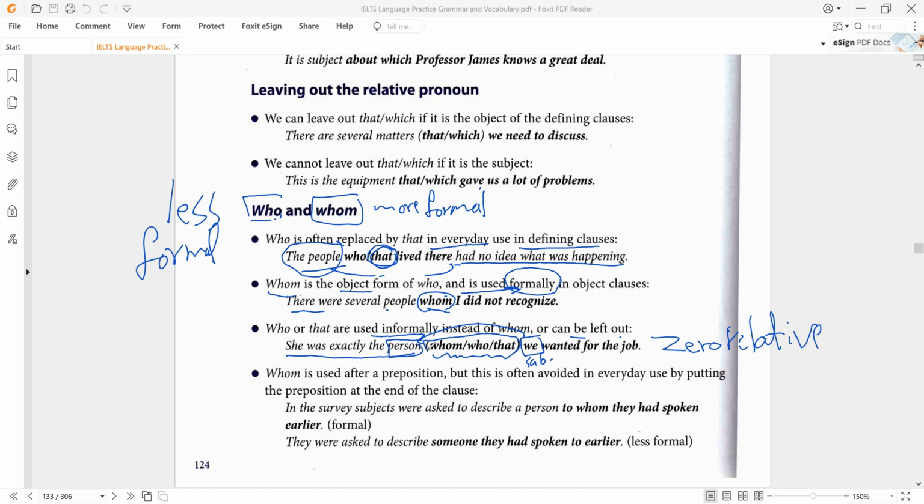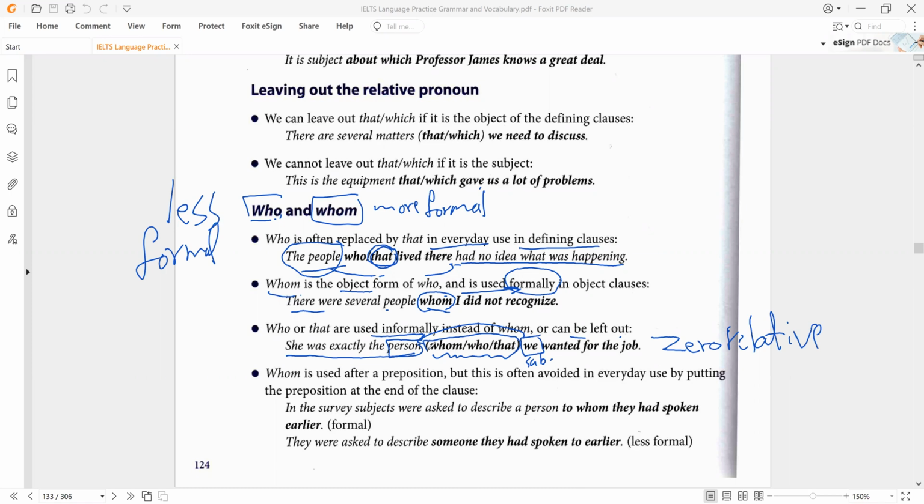How is this issue, zero relative, good in the exam? How can we use zero relative in a good way, in a proper way, in the exam?